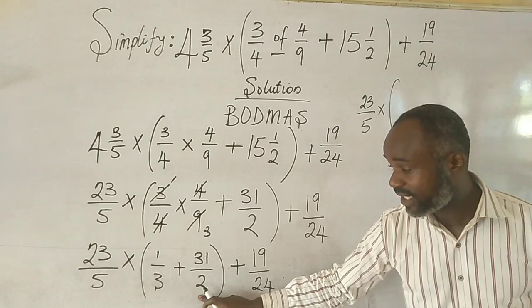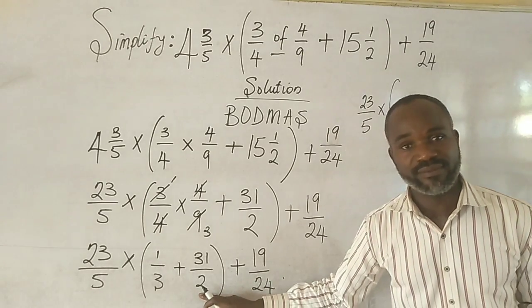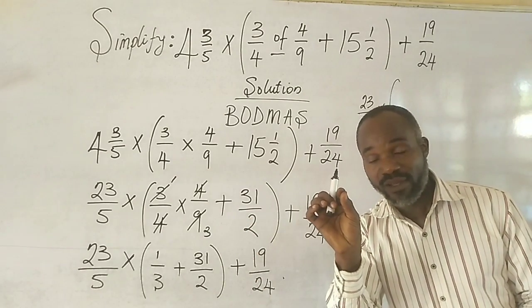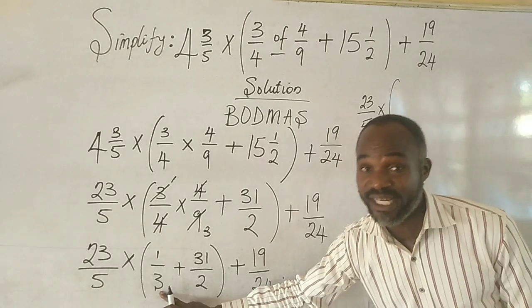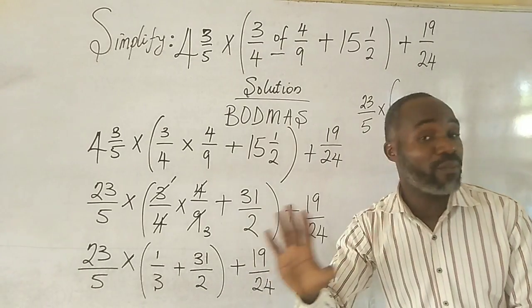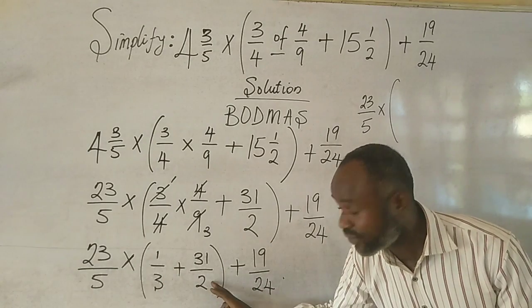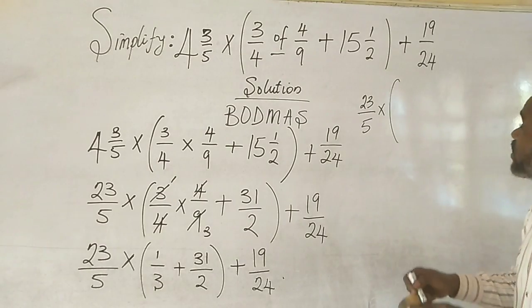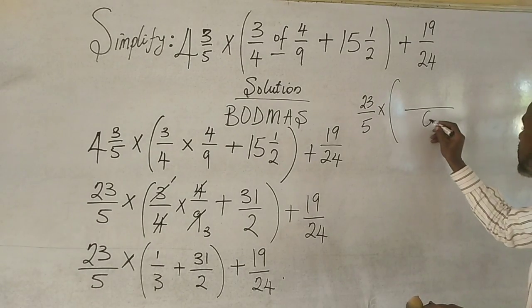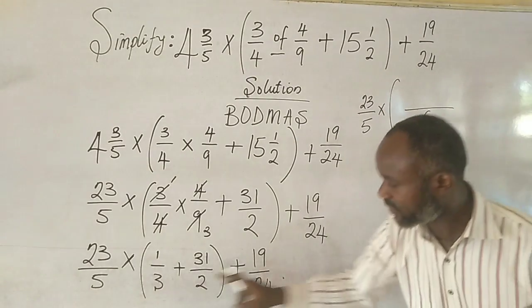What does this mean? We need to find the LCM of 3 and 2. The LCM simply means that particular number that 3 can divide without a remainder and 2 at the same time can divide without a remainder. And that number should be 6. 3 can divide 6, 2 can divide 6. So the LCM within the brackets is simply 6.